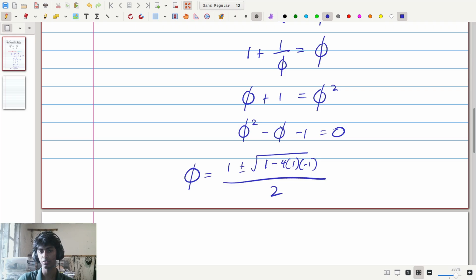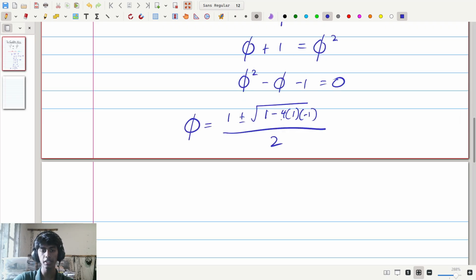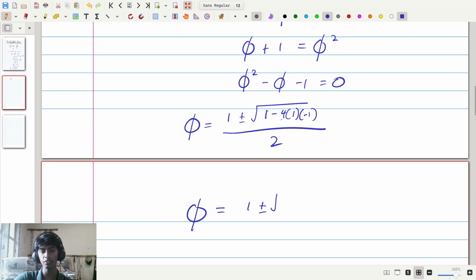So therefore the golden ratio is going to be equal to 1 plus or minus the square root of, inside here we have 1 minus 4 times minus 1. So minus 4 times minus 1 is plus 4. Plus 4 plus another 1 is a total of 5. So we have 1 plus or minus the square root of 5, all divided by 2.